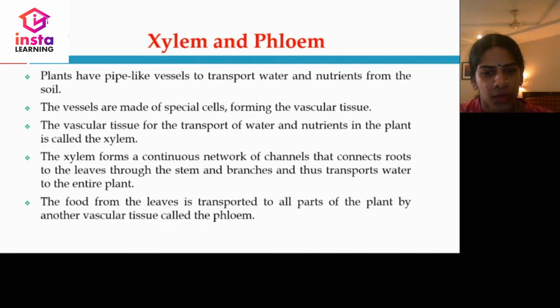The food from the leaves is transported to all parts of the plant by another vascular tissue called phloem. So, xylem helps in transporting water and nutrients from the soil to the leaves and other parts, while phloem helps to transport the food prepared in the leaves to all parts of the body.